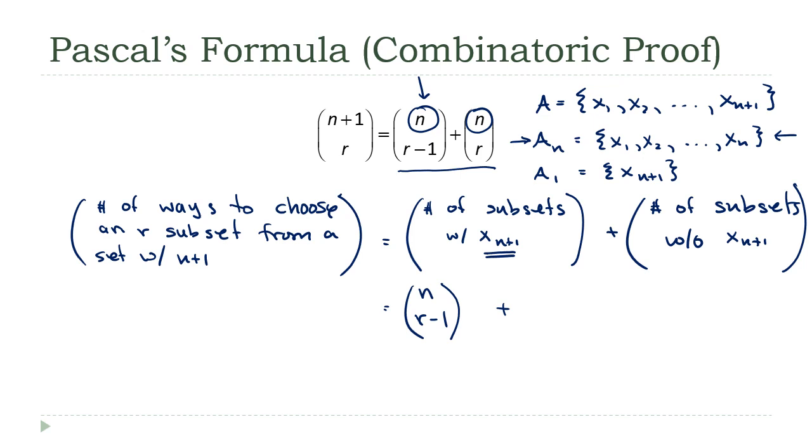If the subset doesn't have x n plus 1, then I have to choose all r of the elements from A sub n. So I have this set with n elements, and I'm going to choose r of them. And that's the right-hand side. The left-hand side, the number of ways to choose a subset with r elements from a set with n plus 1 elements, is just n plus 1 choose r. And there you go. There's Pascal's formula with no algebra at all. We base the argument purely on thinking about counting things and what each of these elements of the formula represents in terms of a count.